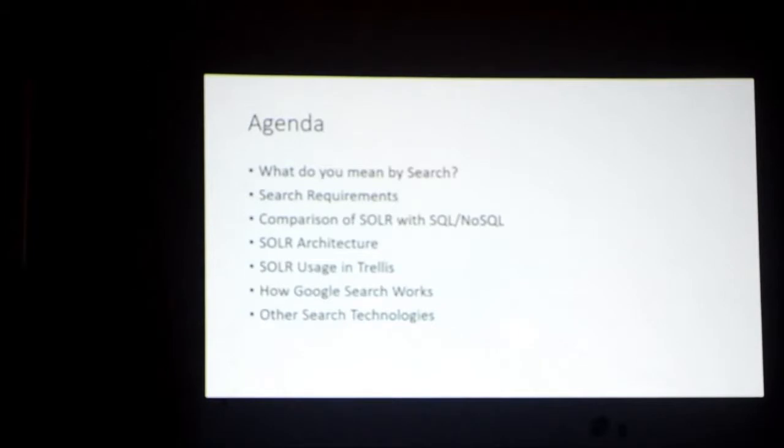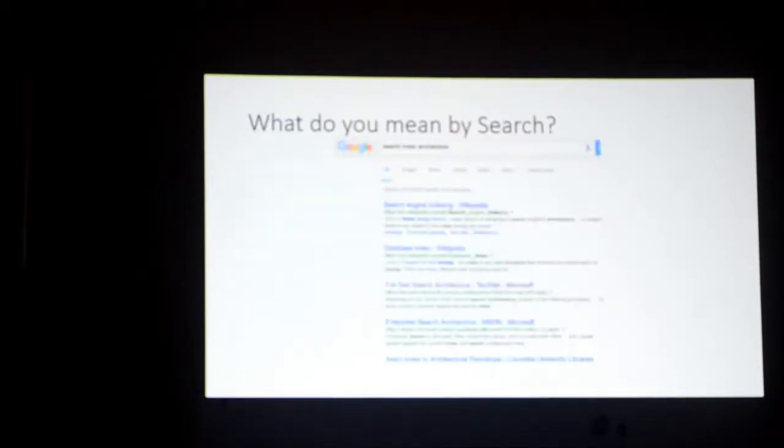And then a couple of examples on how we use Solr in Trellis and how Google search works. It doesn't use Solr necessarily, but it's its own form of it, but how that works as well. Just some insight into that. And then towards the end, we'll talk about other search technologies, open source technologies that are out there. And any questions, feel free to ask at any time. Everyone can hear me, right?